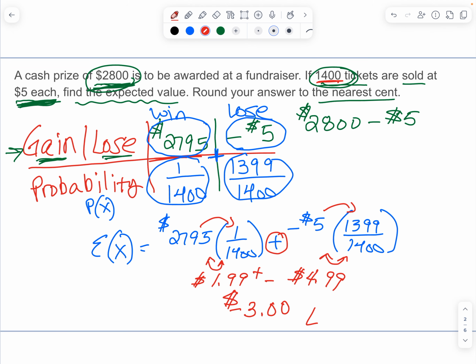So this is not real good chances for you to win. So our expected value over time would be that we would lose, that's that minus sign right there, we would lose $3 over the long run.